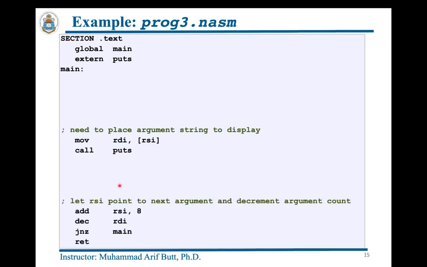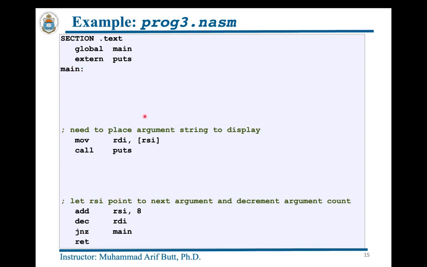And after this, we are over here adding 8 to the RSI register so that it points to the address of argv sub 1, that is the next argument. And after that, we are decrementing RDI, which contains the count of the command line arguments. And then we are performing a conditional jump if not 0 to main. In this instruction, we are checking if the result is 0, then we exit the program by calling this ret instruction. And if the result is not 0, that is there are still command line arguments to be printed, we jump to this instruction over here.